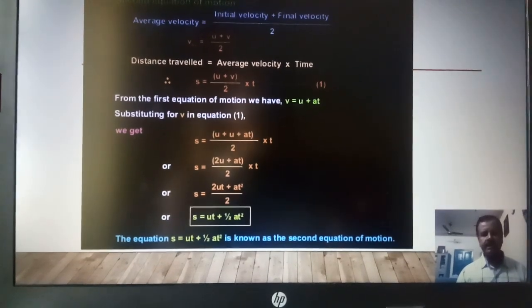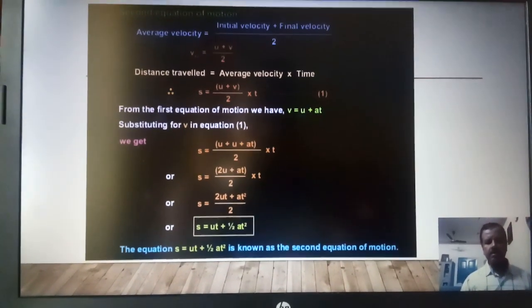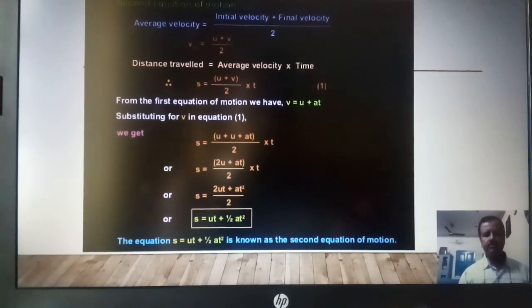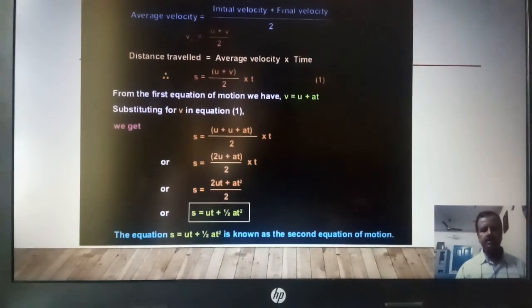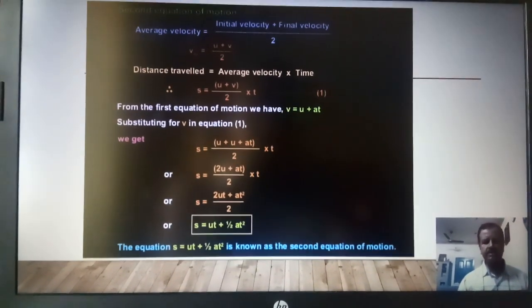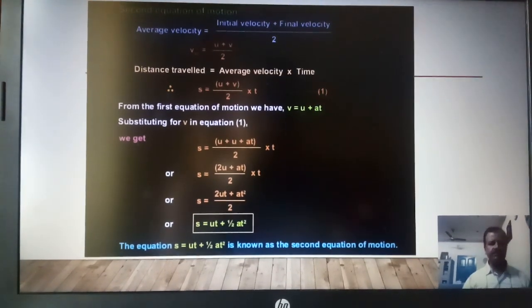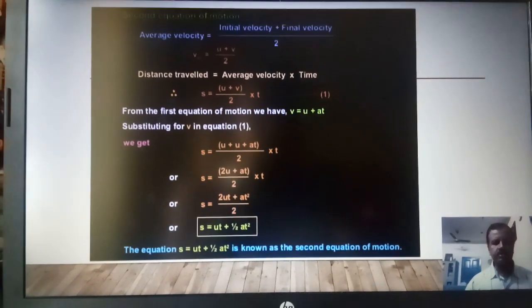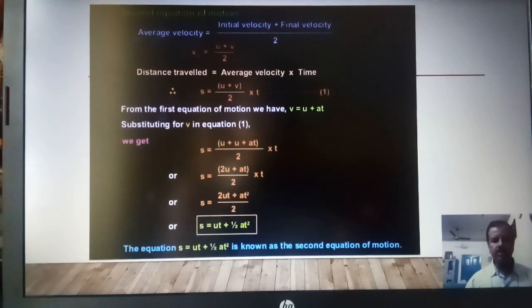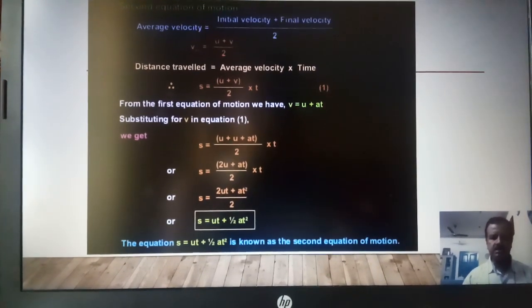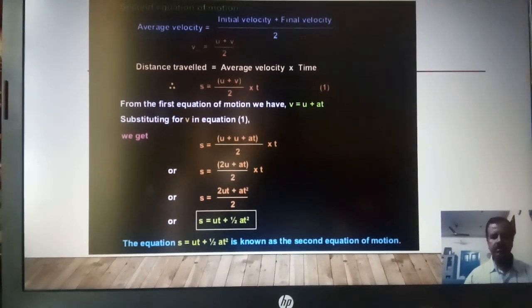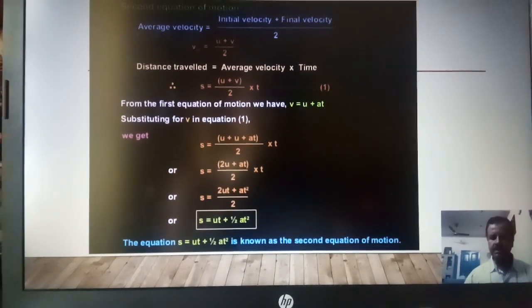The area of the trapezium again has two parts, the area of the triangle plus the area of the rectangle. If you calculate the area of the triangle plus the area of the rectangle, you are going to get s equal to ut plus half at square. So s equal to ut plus half at square is the second equation of motion. Remember, the second equation of motion is the equation for the displacement or distance covered in time interval t when it has a uniform acceleration a, started with the initial velocity u. So this is the second equation.